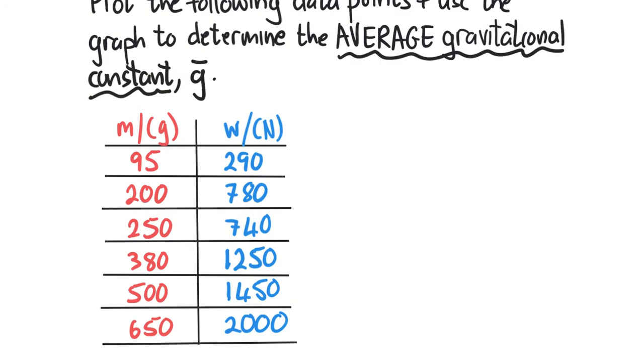So let's consider the following problem. Plot the following data points and use the graph to determine the average gravitational constant G bar. Now, just whilst we're looking at G bar, G here stands for the gravitational constant, and the horizontal line on top of G, we call it the bar, B-A-R, and that represents the average value for the constant.